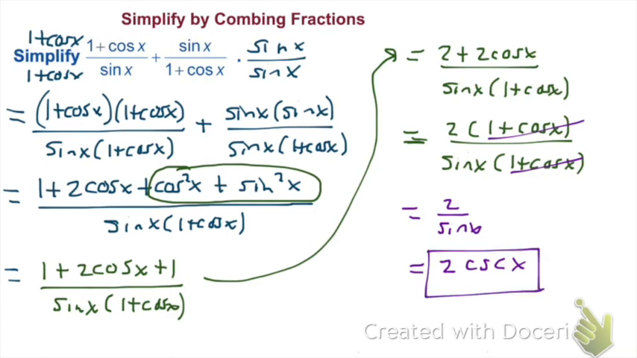We have simplified this down to one trig function with no division in it, no adding or subtracting. And this is as simple as we can get it: 2 cosecant x. This is a process we go through.